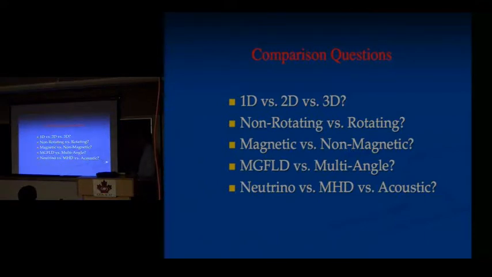And then what's the difference between the various mechanisms: the neutrino mechanism, which people prefer, the MHD mechanism, which can happen with rapid rotation, and this controversial acoustic mechanism that seems to happen if nothing else happens, but maybe is under-energetic. Now, this is a movie of 87A, the supernova that went off more than 20 years ago.